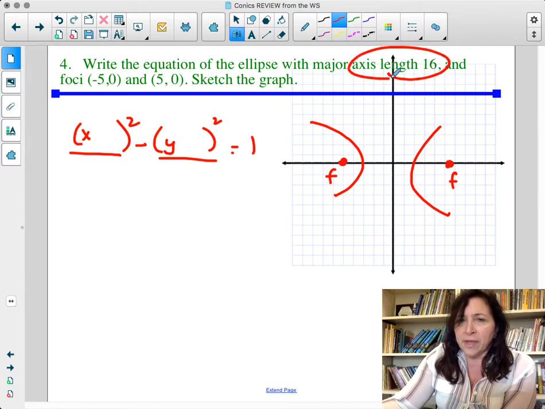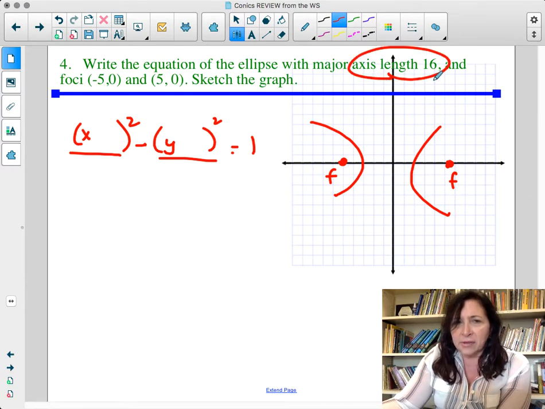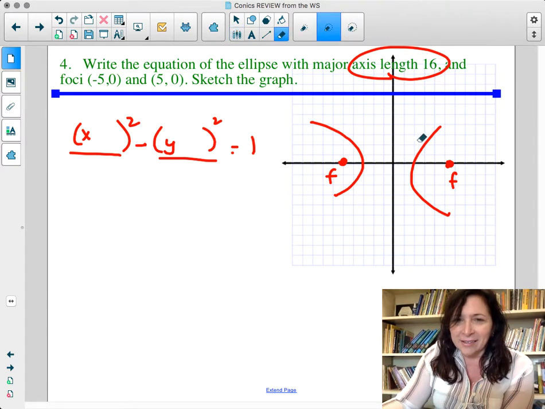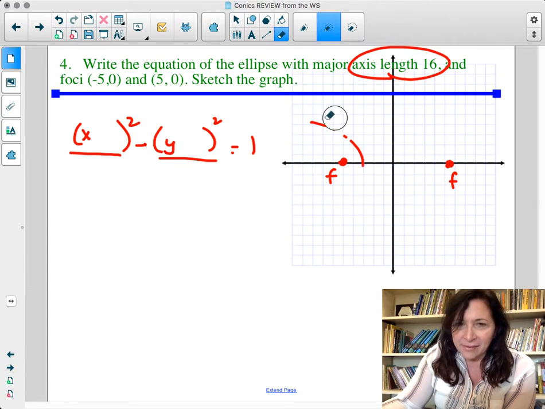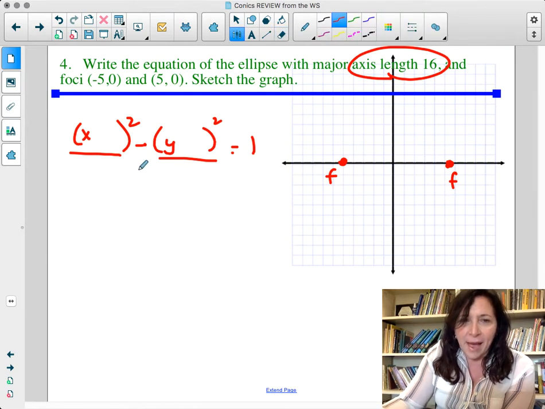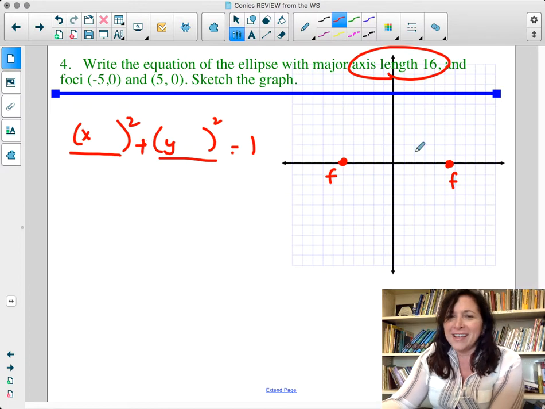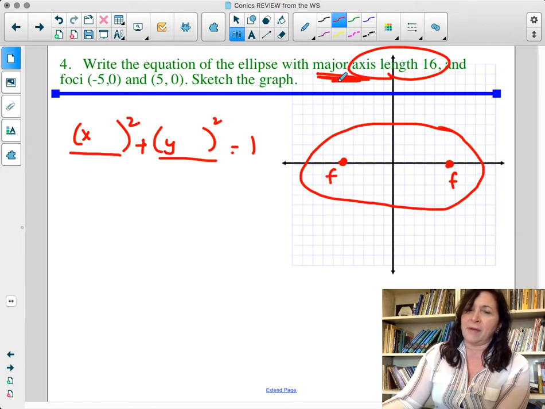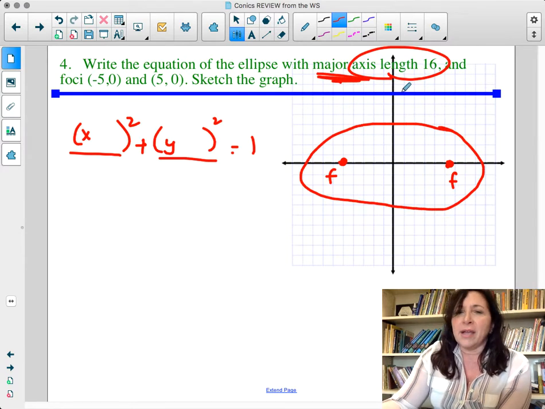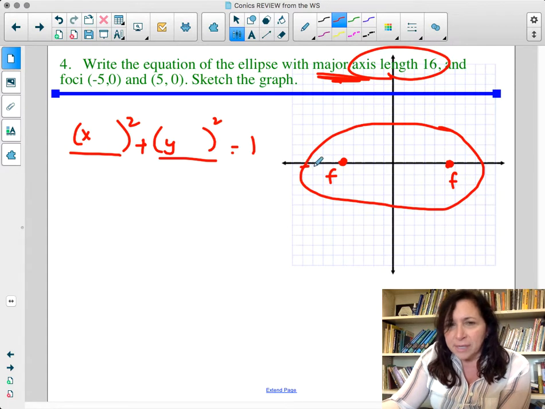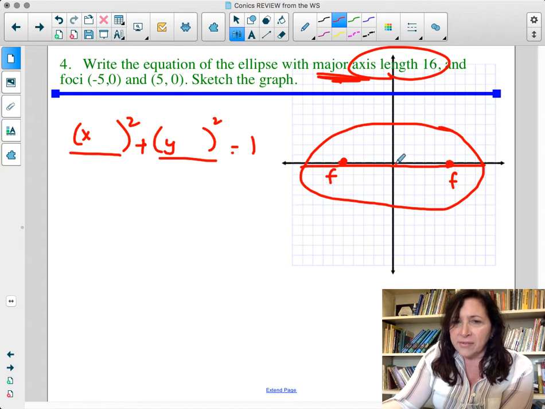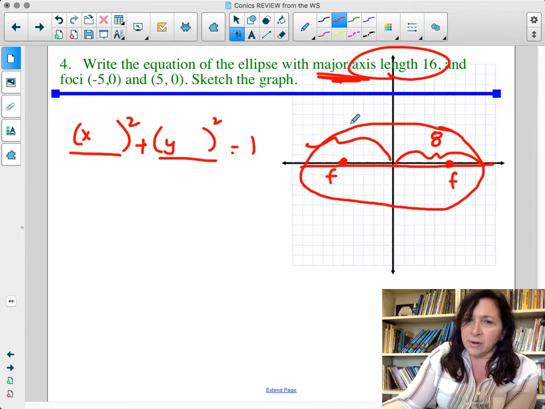Therefore, we also know then that my major axis has a length of, oh, this is an ellipse. Sorry, this is an ellipse. Let me erase that. That's not true. Okay, going back. Sorry about that. That means that, because an ellipse doesn't have a transverse axis, my major axis is 16, which means that this distance all the way across here is 16. So that means that this distance right here is 8, and this distance right here is 8, okay?